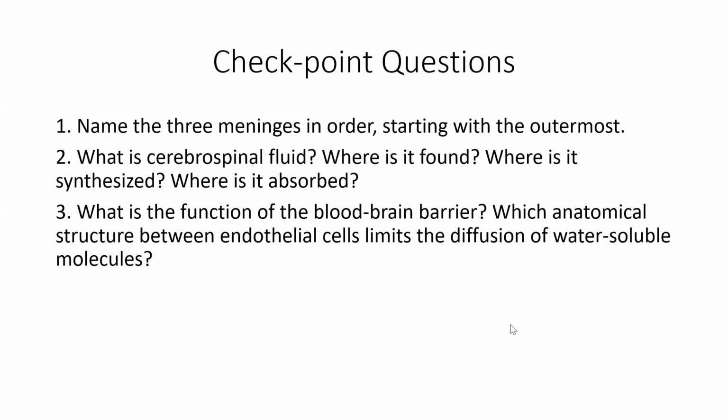What anatomical structure between the endothelial cells limits the diffusion of water-soluble molecules? So here we talked about the tight junctions of the endothelial cells, as well as the foot processes of the astrocytes that provide this distinct separation, this protection of the nervous tissue from what's happening inside the capillaries, right? It prevents certain substances from leaving the capillaries, especially large substances like proteins, and again, harmful substances, bacteria, etc.